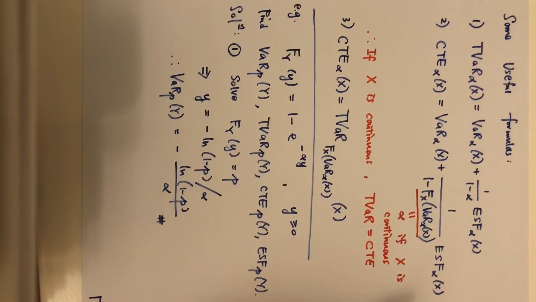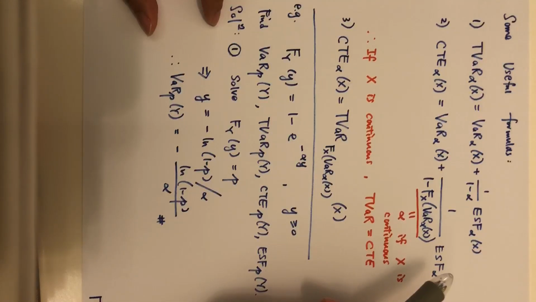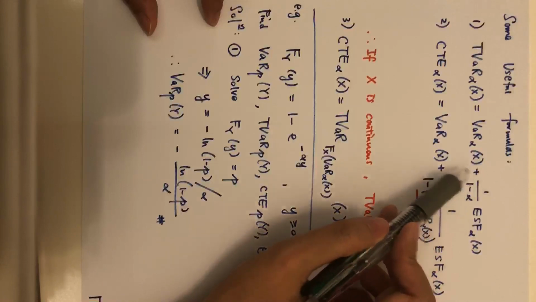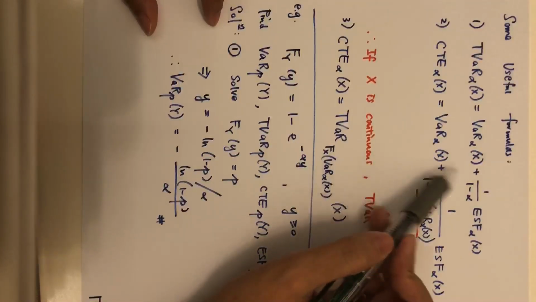In the last two videos, we defined several risk measures, namely value at risk, tail value at risk, conditional tail expectation, and also expected shortfall. In this video, I'm going to discuss some basic relationships between these risk measures. There are altogether three important relationships between them.